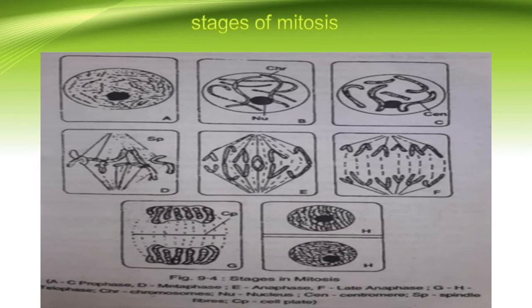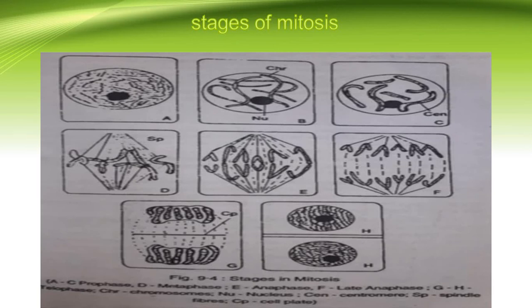So this is about the stages of mitosis. A, B, C is the prophase, D is the metaphase, E is the anaphase, and the last one is the telophase. 4 stages of the mitosis.